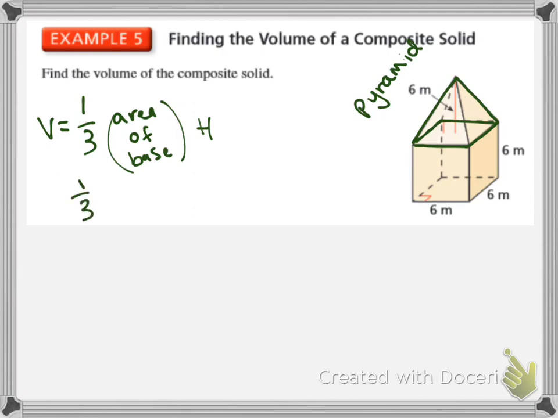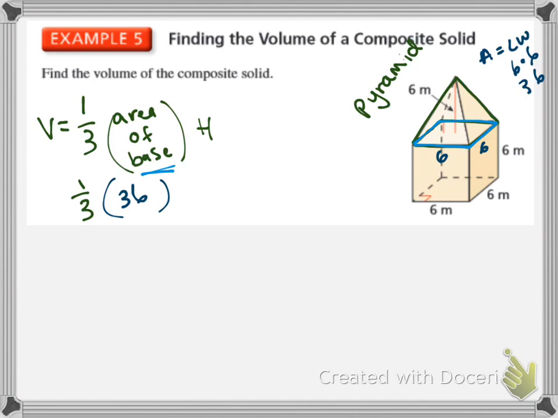So let's identify what shape the base is. It is a square. Remember that on a cube, the top and the bottom are congruent. So this length is 6 because the bottom is. This length is 6 because the bottom is as well. So when we're finding the area of the base, we're going to use length times width. So area equals length times width, 6 times 6, which is 36. So the area of the bottom is 36.